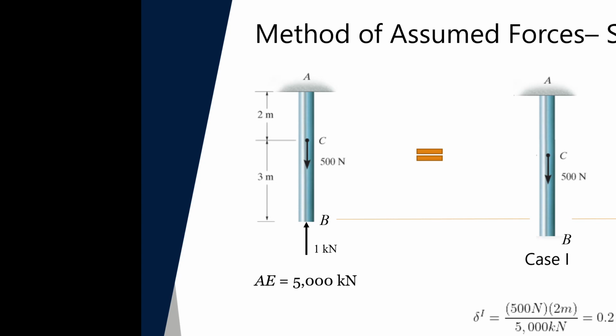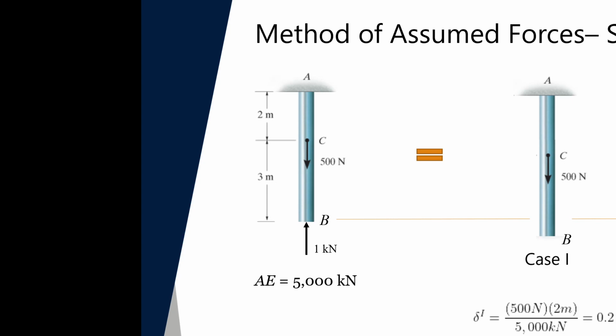And for this problem, that's 5,000 kilonewtons. So if you plug that into your calculator or into MathCAD, you'll get an answer of 0.2 millimeters, okay? That's the answer, 0.2 millimeters. So, if there is no bottom support, this will elongate by 0.2 millimeters. All right, now we're going to put the 1 kilonewton force back on there. If we're lucky, maybe the displacement for case 2 will be minus 0.2 millimeters, or 0.2 millimeters in compression. If that's the case, then we know the force at B really is 1 kilonewton. The problem's done. But most likely that's not going to be the case.